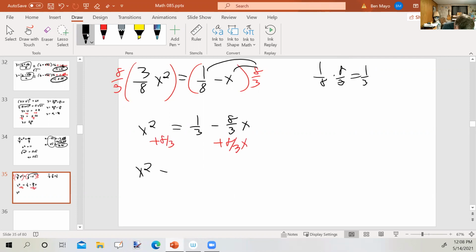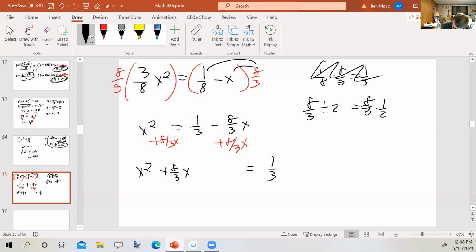So I've got x squared plus 8/3 x equals 1/3. Okay, so I've got my leading coefficient of a 1. I've moved the constant term over. All right, now we don't need this anymore. My coefficient of x is 8/3. I'm going to divide it by 2, which is like multiplying it by 1/2, which is 8/6, which reduces down to 4/3. I'm going to take the 4/3 and square it, which is 16/9. And I'm going to add that to both sides.